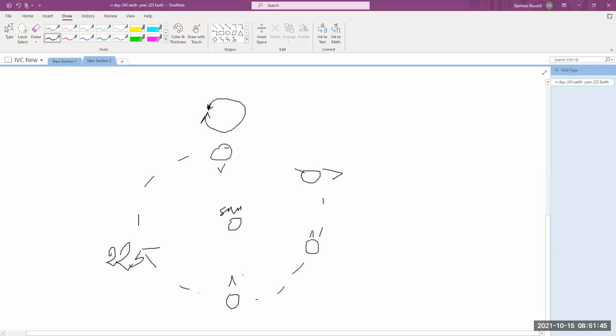So the planet is spinning clockwise until it reaches this point, okay? So that is the next noon. And the next noon on Venus is not actually 243, it's 117 days, because of this retrograde motion.